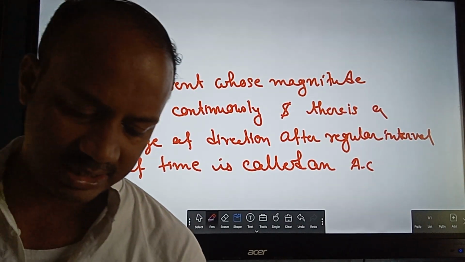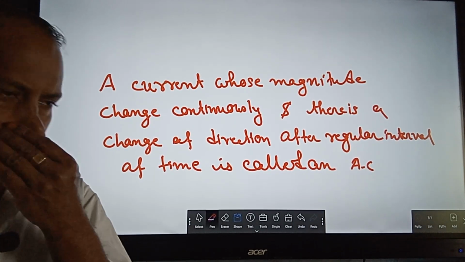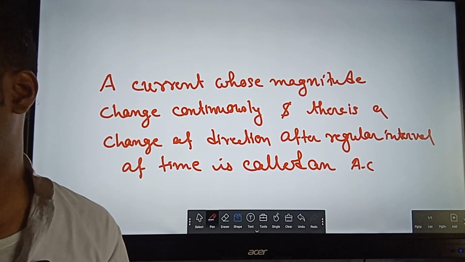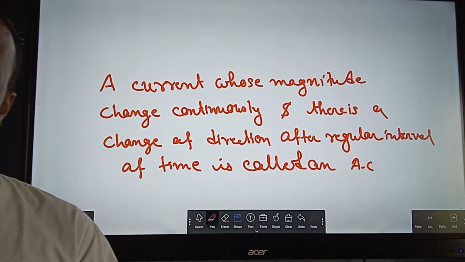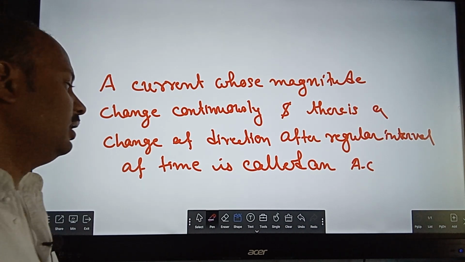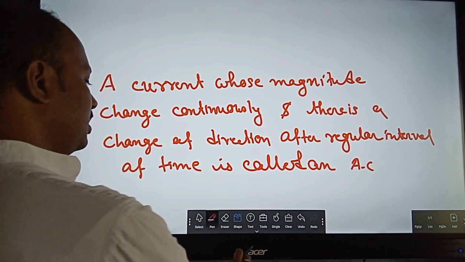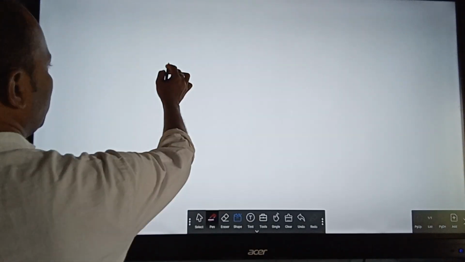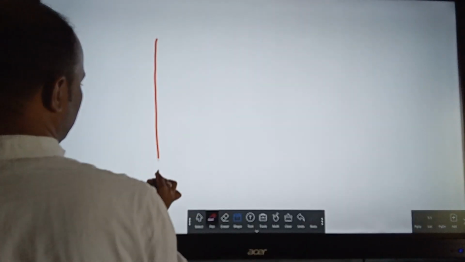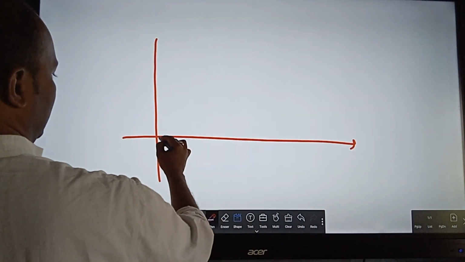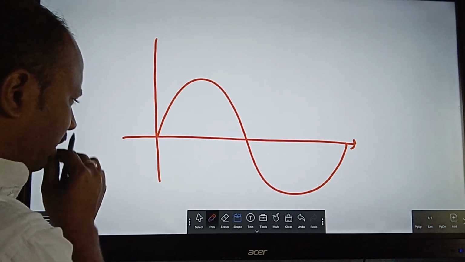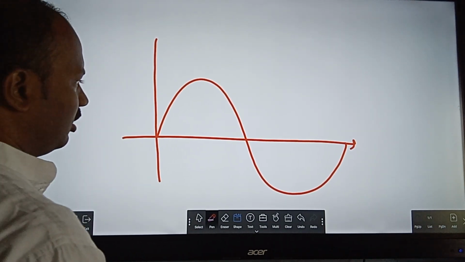So what is alternating current? A current whose magnitude changes continuously and there is a change of direction after regular interval of time is called an alternating current. So the expression of the alternating current, graphically we can draw. First, this is the axis line. This is the shape of the alternating current.